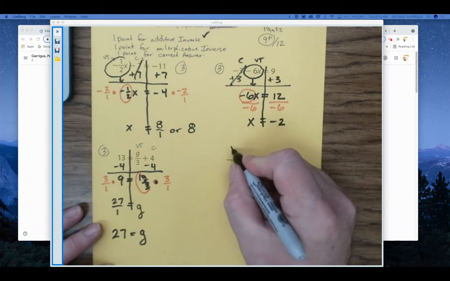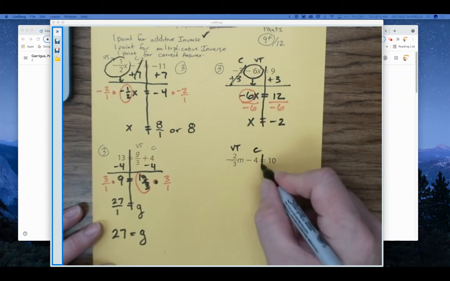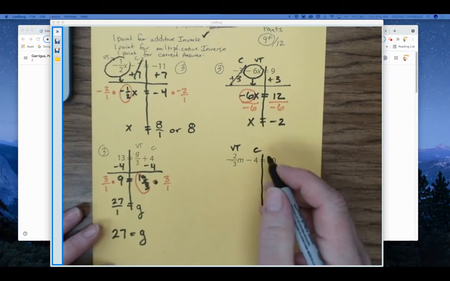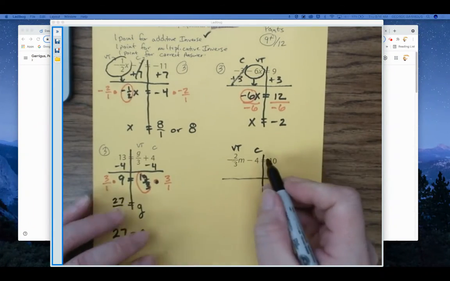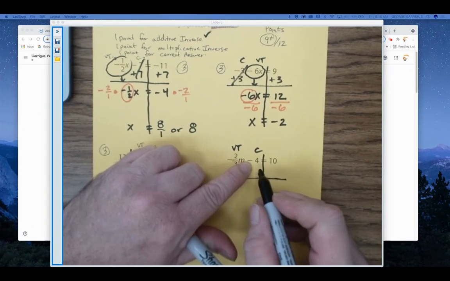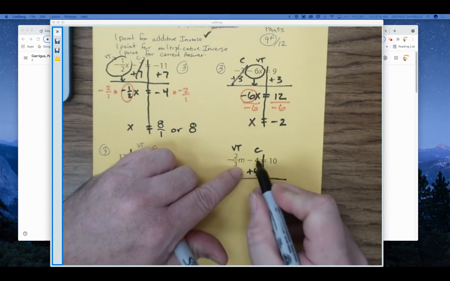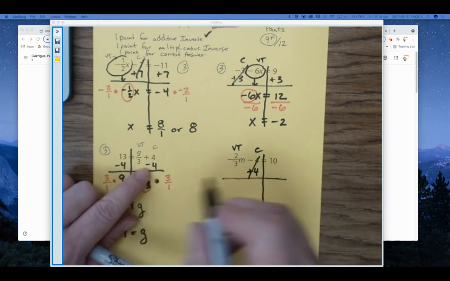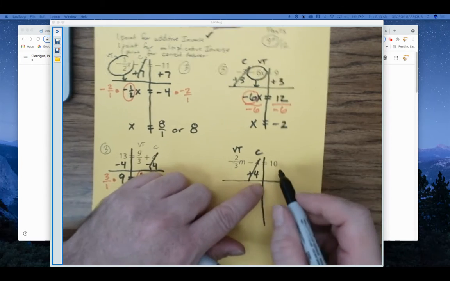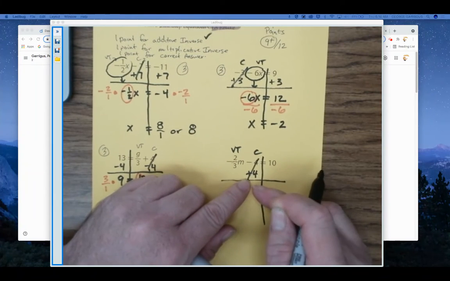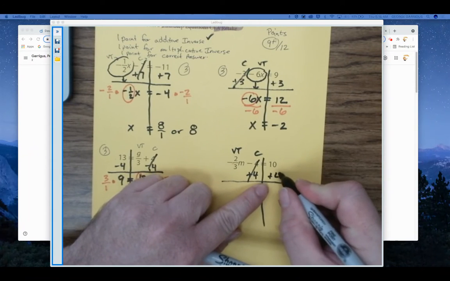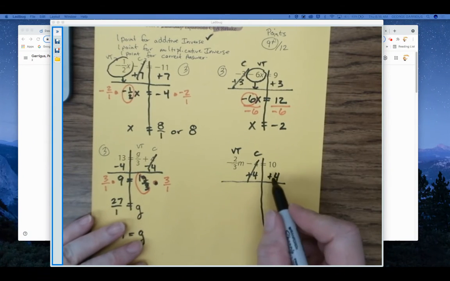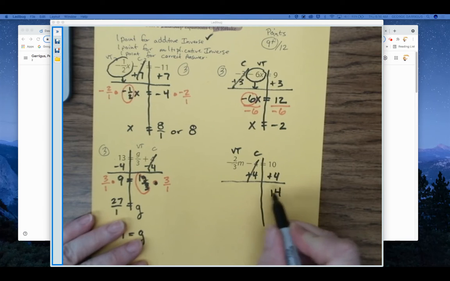Again, variable term and constant. There's a constant on the right, but we only are concerned with this right now. The opposite of -4 is +4, slash, we forgot the slash over here. So we did +4 on the left, we do the exact same thing on the right, +4. And now we have 10 plus 4 is 14.